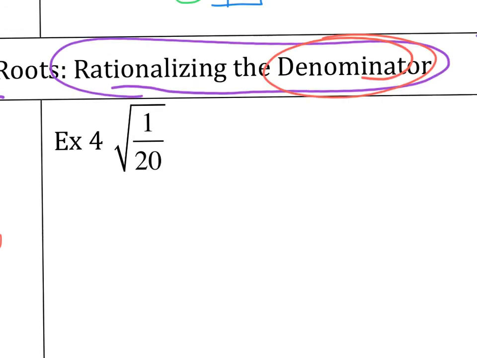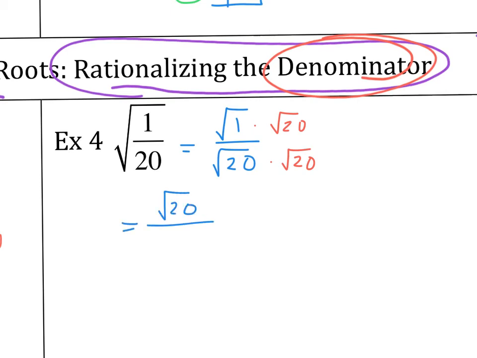Let's see another one of these real quick. So my first step here is that I can split the radicals like so. And now I need to start rationalizing. So I'm going to multiply by radical 20 in the top and the bottom. In doing so, I get radical 20 in the numerator and 20 in the denominator.